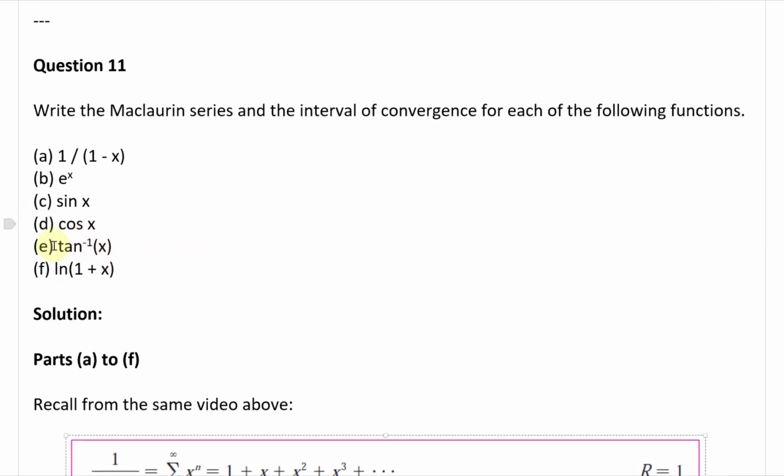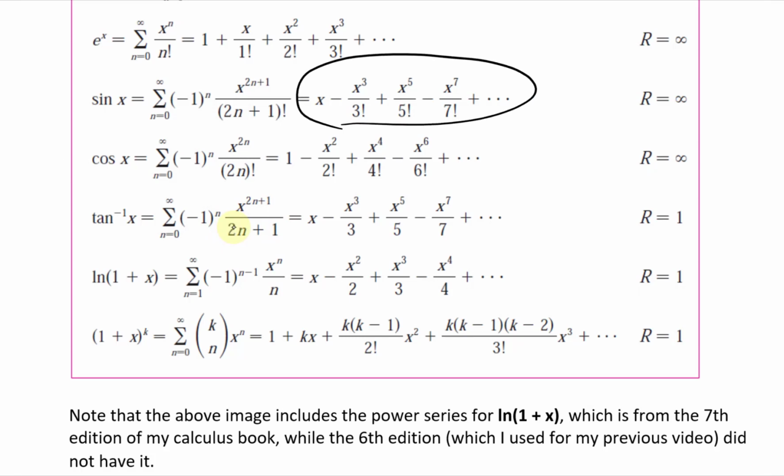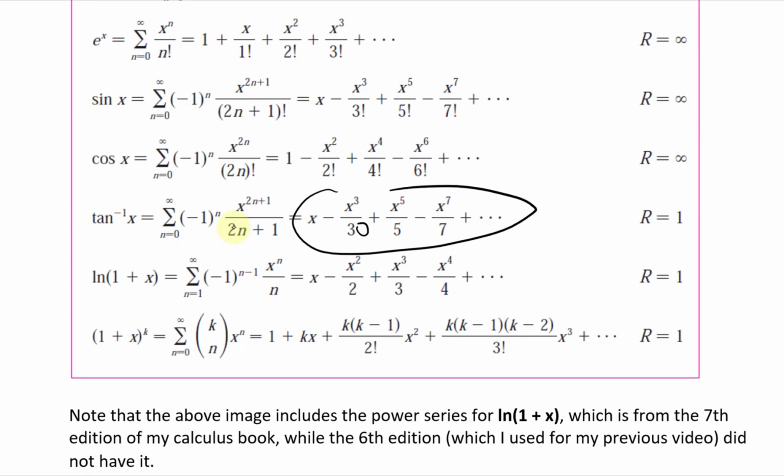And now the next one is E, inverse tan of x, or inverse tangent. You're going to have the summation from n equals 0 to infinity of negative 1 to the power of n, and then x to the 2n plus 1 divided by 2n plus 1, but it's not a factorial. This is exactly the same as the sine; everything's the same except this is not a factorial. Those ones are factorials, which is quite interesting. The radius of convergence for this is 1, so not infinity. These are infinity, this is 1.